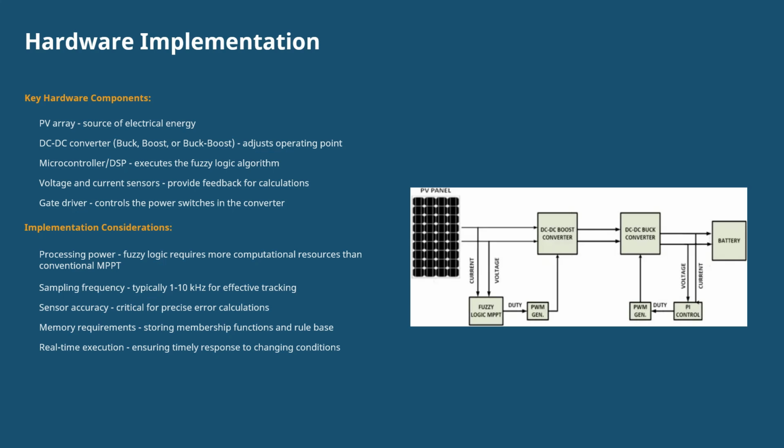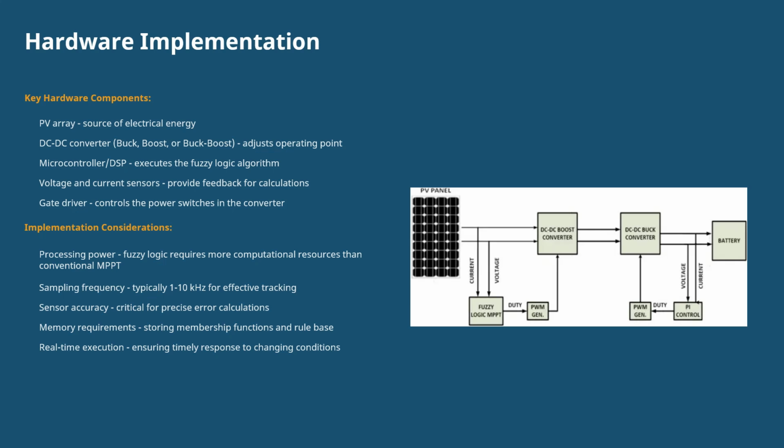Voltage and current sensors for accurate feedback. Accuracy plays a main role over here. Your sensor should be accurate. A gate driver to control the switching of the power electronics device. Some practical considerations include that fuzzy logic requires more processing power than traditional MPPT like P&O and INC. We need a high sampling frequency here. It varies from 1 to 10 kilohertz to ensure fast response.